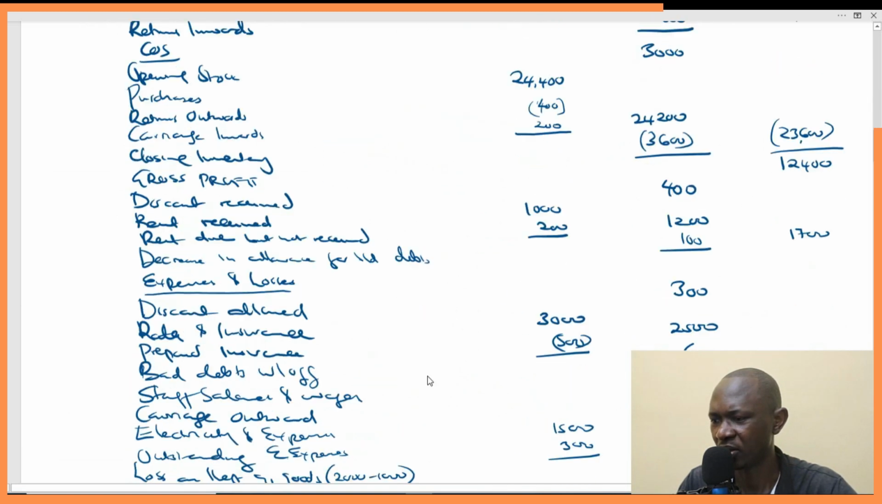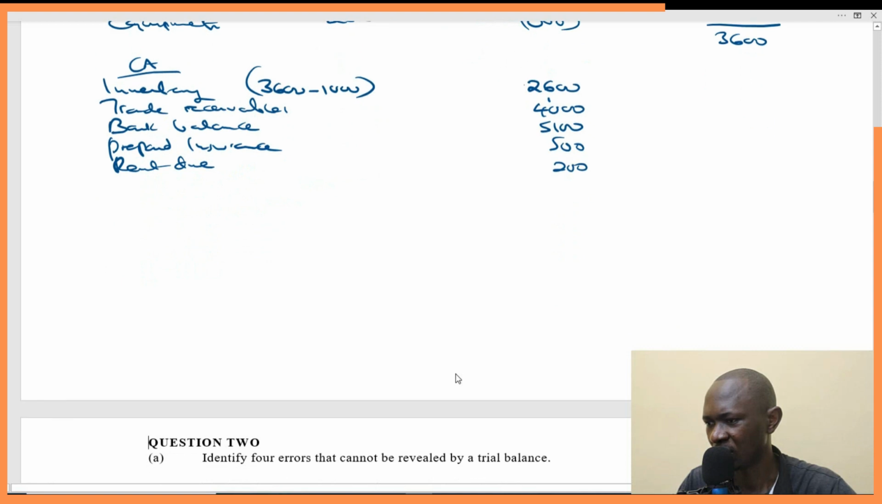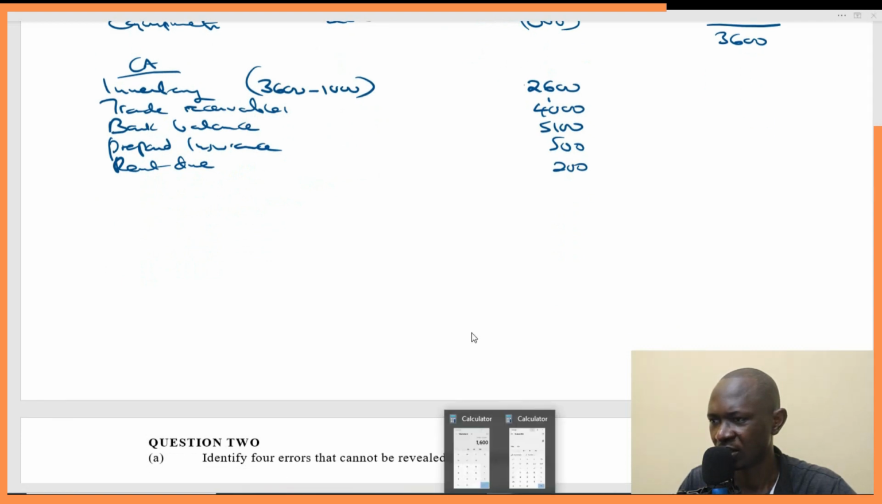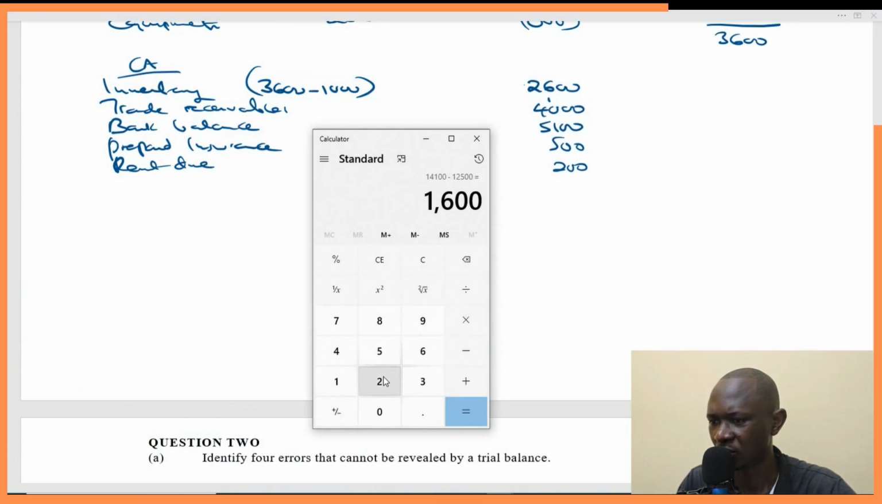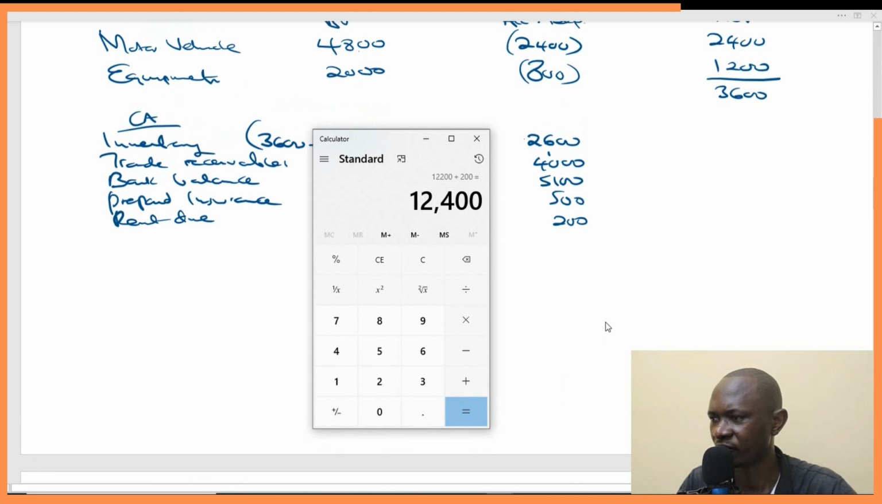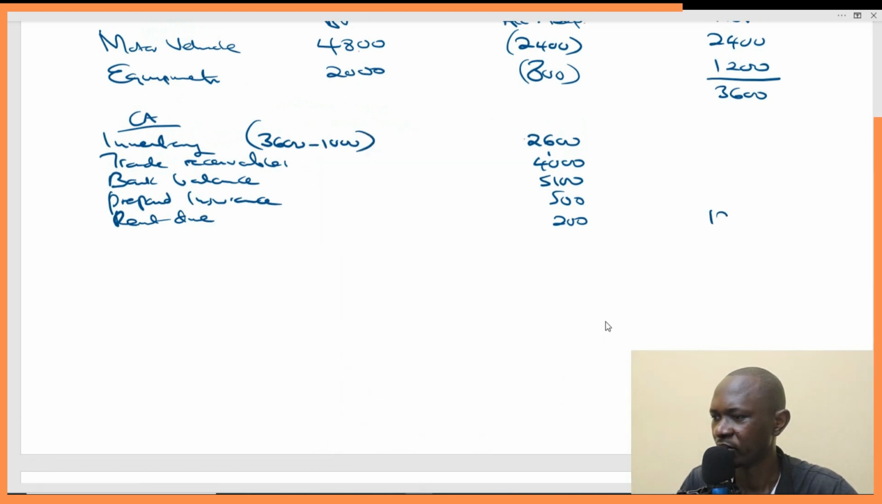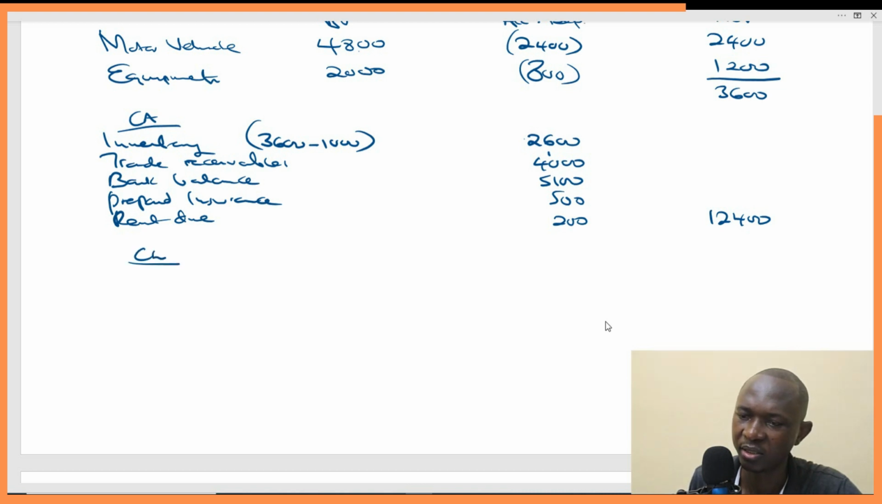We have captured everything. So let's just, as usual, get the totals again here. Let's get the totals. This is 26 plus 4,000 plus 51 plus 500 plus 200. That gives us 12,400. So 12,400. Then we go to current liabilities.